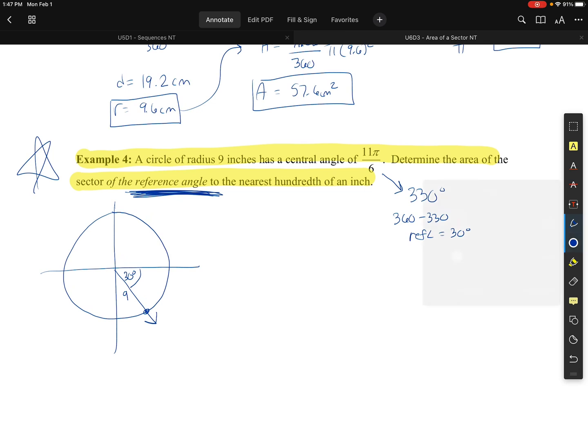We are finding the area of this with the reference angle of 30. That's where people make the biggest mistake. We have all the information we need, but people use the wrong angle. So now, the area equals 30 over 360 pi times 9 squared. The area equals 21.21 inches squared.